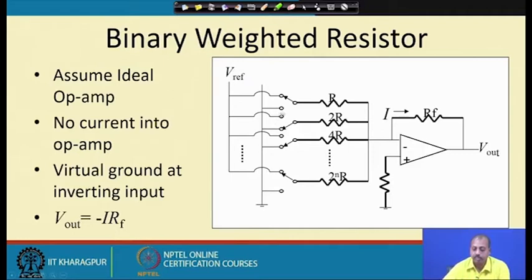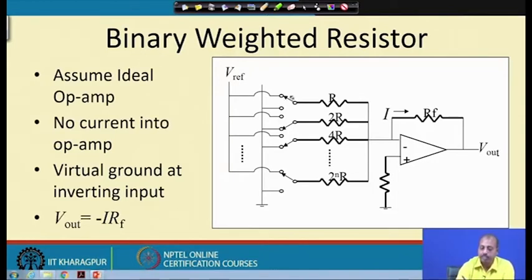Each of these lines constitutes one bit, fine. You can see that we have this operational amplifier. If I connect this bit to this Vref point, the current drawn is Vref divided by R. Similarly, when this switch is connected to this other point, the current drawn will be Vref divided by 2R.